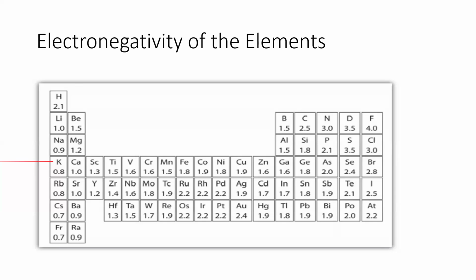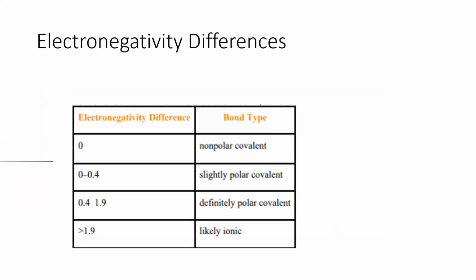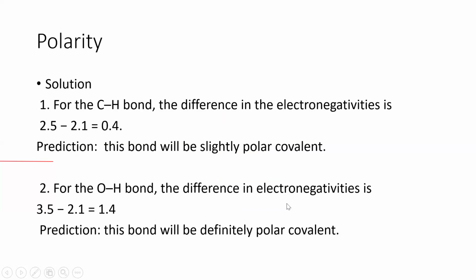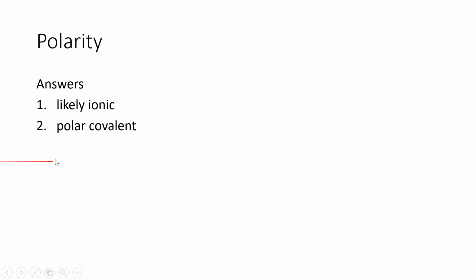And then chlorine, Cl, is 3.0. So that would be 3.0 minus 2.1, which is 0.9. So then we come to the chart. 0.9 is definitely polar covalent, right? So polar covalent. All right. So that's how you do it.